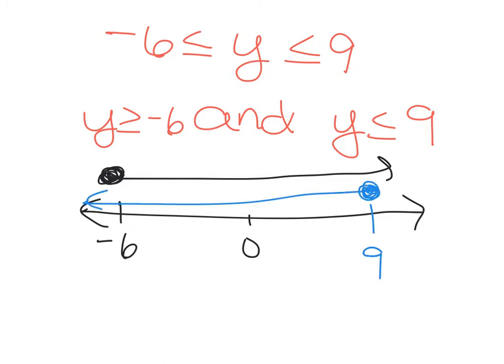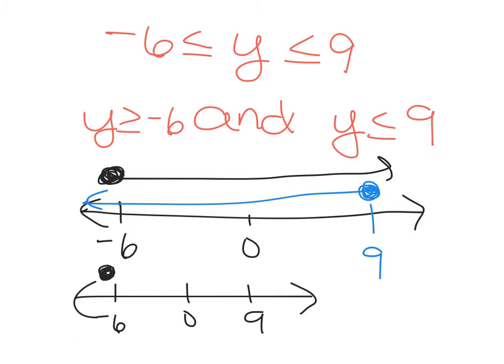That's just my rough copy. So where are my solutions? My solutions overlap between -6 and 9. So my final answer to this problem is -6, 9, closed circle on -6 because it was a closed circle in the top one and a closed circle on 9. My answer's in between there.